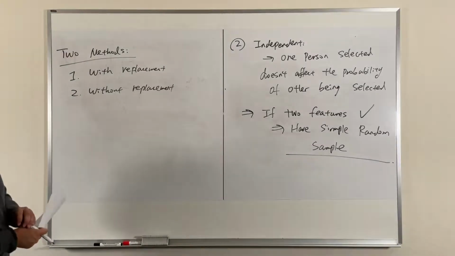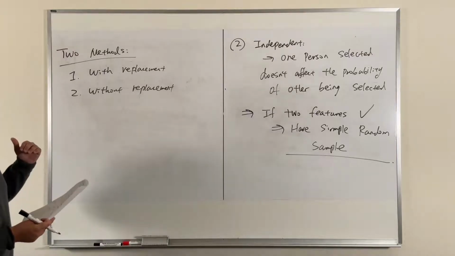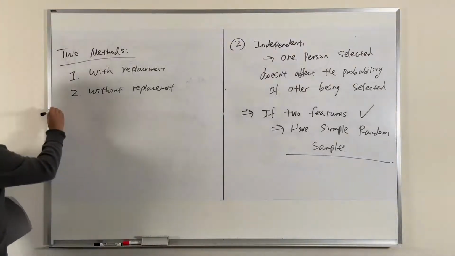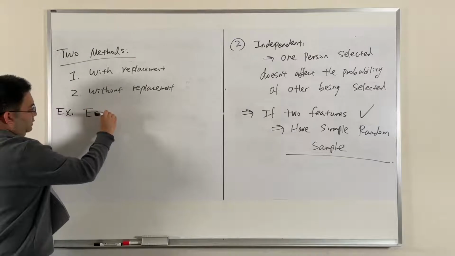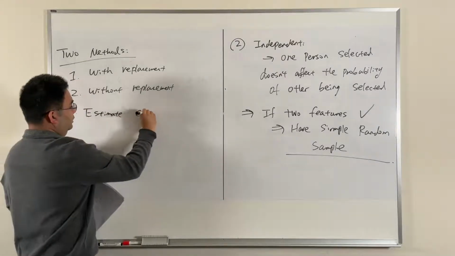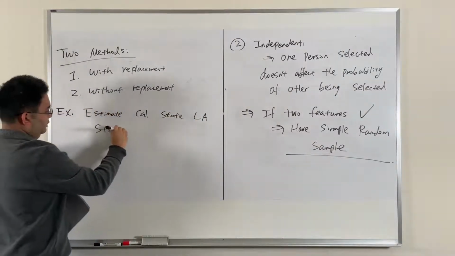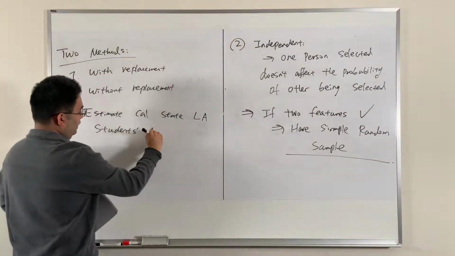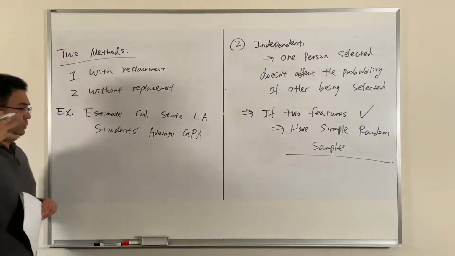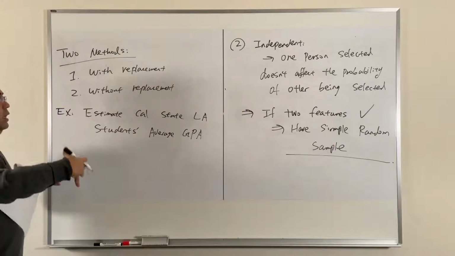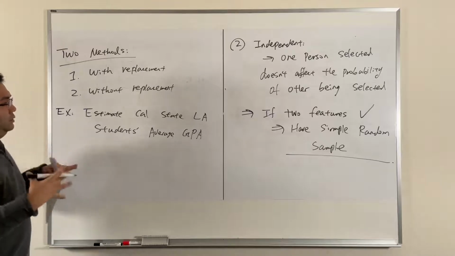Sounds good. Okay, so next, let me just quickly give you an example of a simple random sample. Example. You want to estimate, so the goal is to estimate Cal State, Los Angeles students' average GPA. Okay, so we want to find the Cal State students' average GPA, or the mean GPA, and then the population here is our Cal State LA students.